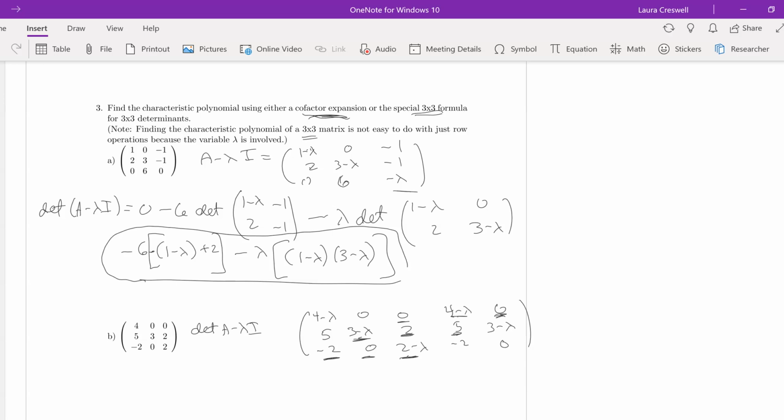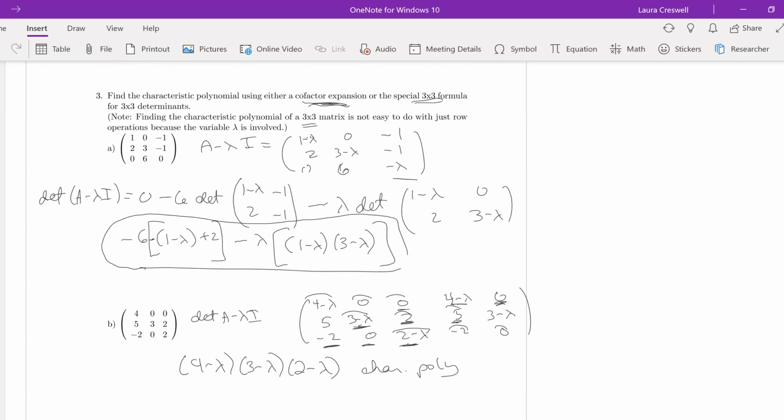Okay, so now let's go do the downward diagonals. So the downward diagonals would be these 3. So I'd have 4 minus lambda times 3 minus lambda times 2 minus lambda. And then these multiplied would give me 0. And these multiplied would give me the 0. So this is my characteristic polynomial. This one, I could actually set it equal to 0 and find the eigenvalues, right? Because it's nice and easy. So the eigenvalues are 4, 3, and 2.